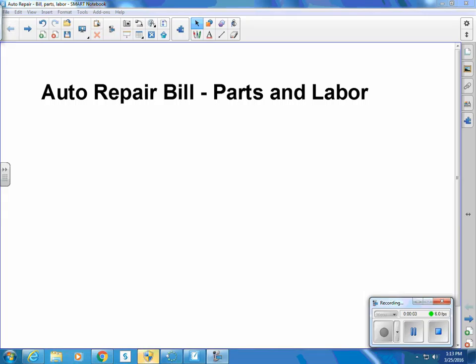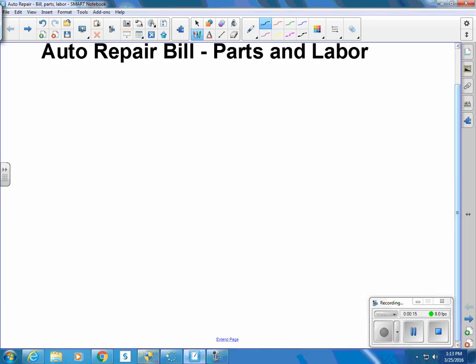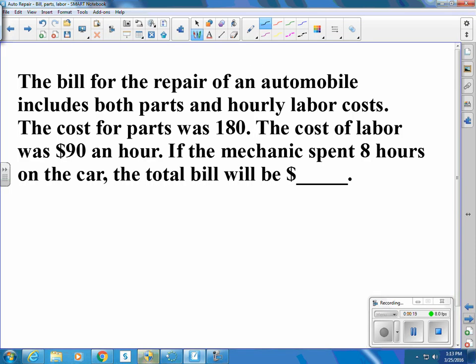This video clip works with some linear problems. One of the main ones is an auto repair bill, parts and labor. There's some other kinds of problems thrown in that follow the same model. So the bill for the repair of an automobile includes both parts and hourly labor costs.